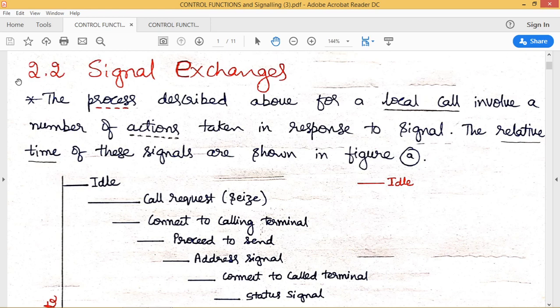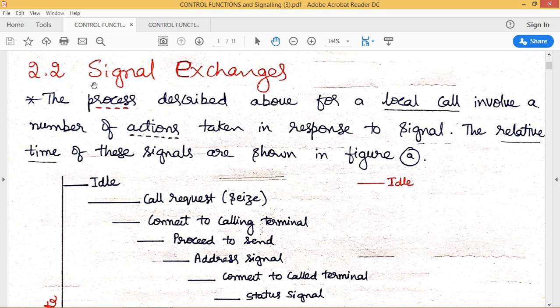Welcome back. In our last lecture, we discussed the sequence of operations involved in establishing a call with respect to a local exchange. We discussed the sequence of operations involved to make or establish a call, and then, after the call is established, how to disconnect. All those things were discussed in our previous lecture.